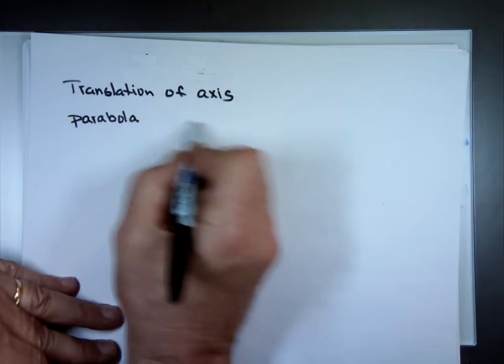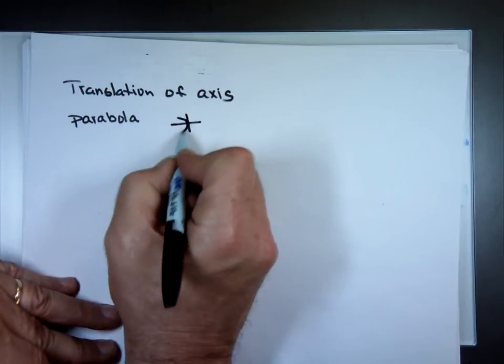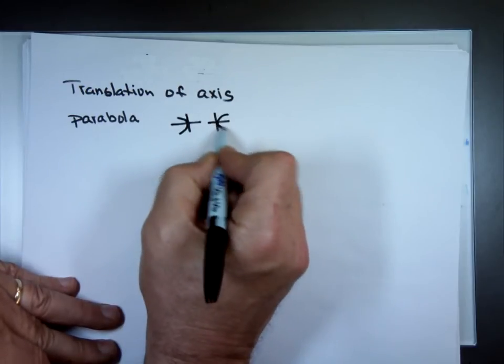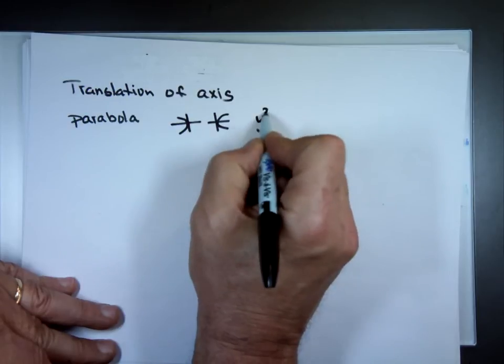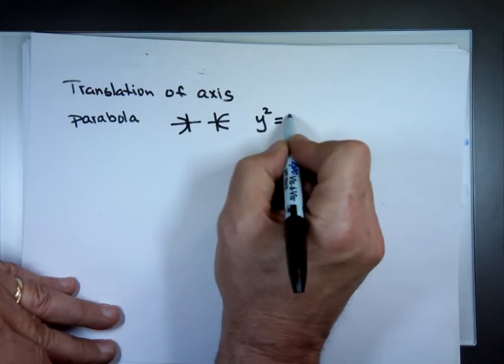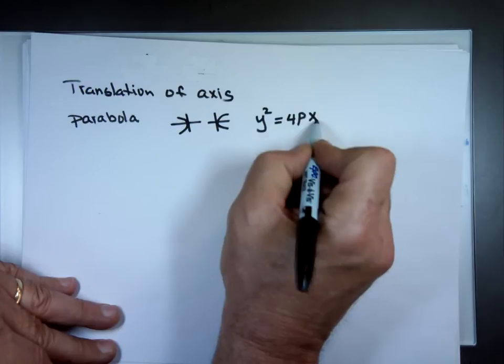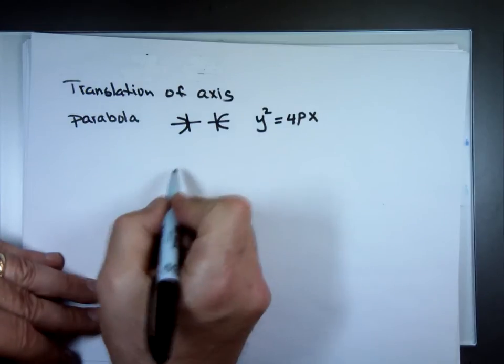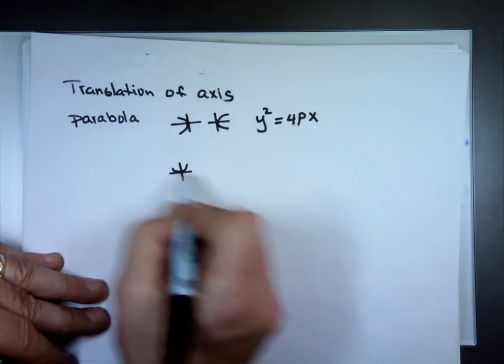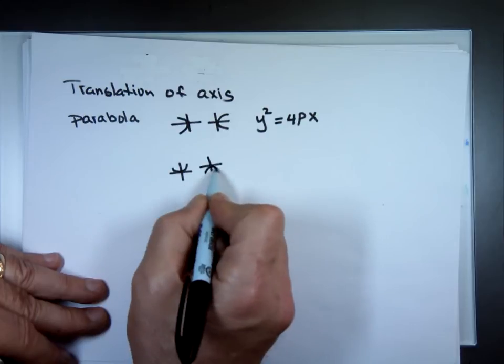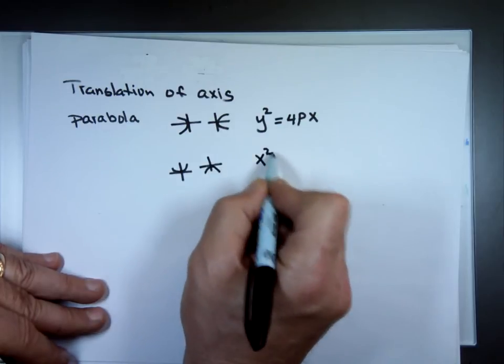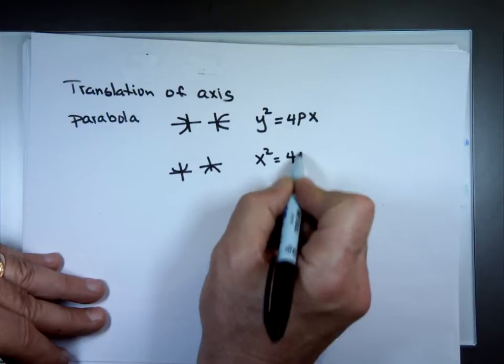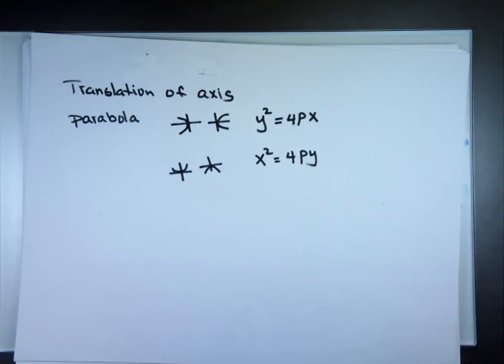We said usually the parabola, if it looks something opening to the left or to the right, is going to be what? y squared equals 4px. And if it opens up and down, it's going to be x squared equals what? 4py. But the center for all these problems was 0, 0, the origin.